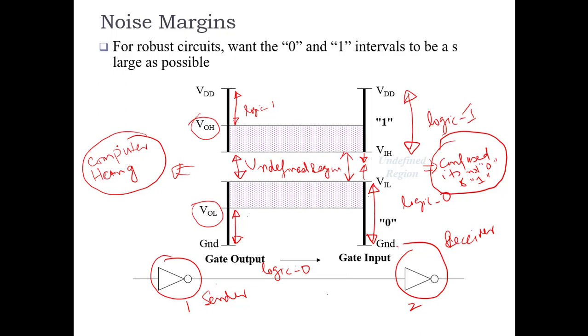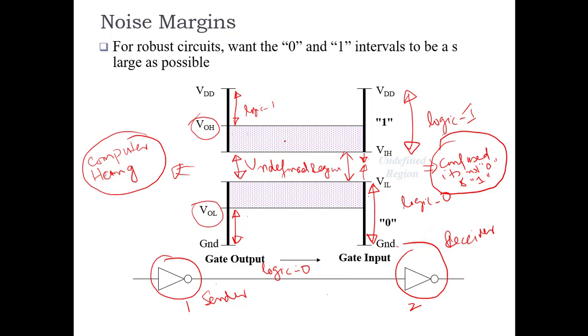So your computer used to hang a lot in the old days. Now it's less frequent, but in the old days it used to hang a lot. One of the reasons, I'm not saying all the reasons, there can be some problem with your software or your operating system, but one of the reasons is this undefined region. Your circuits are pushed into this undefined region and they are confused. They are sitting there confused. Okay, so we will come back to this later in the course.